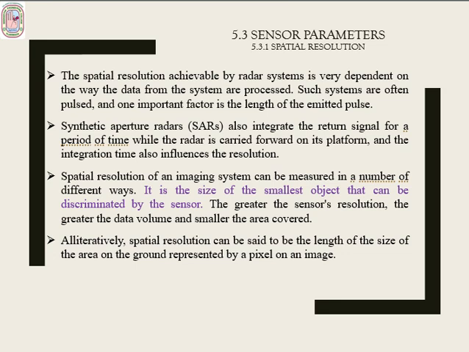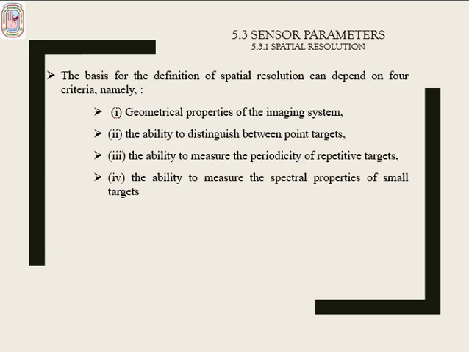The spatial resolution of an imaging system can be measured in a number of different ways. It is the size of the smallest object that can be determined by the sensor, that is the pixel value. So, height and width of the pixel simply. The greater the sensor resolution, the greater the data volume and the smaller the area covered. Alternatively, spatial resolution can be said to be the length and size of the area on the ground represented by the pixel on an image.